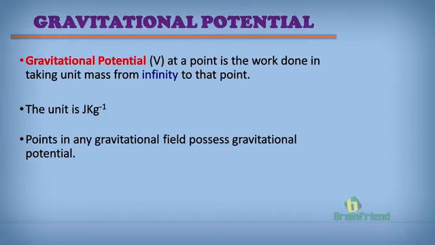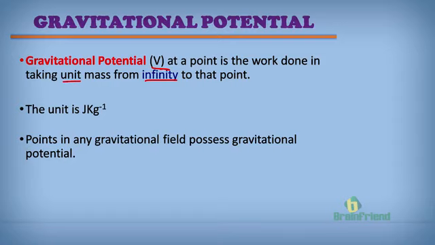Now, looking at the next topic, gravitational potential. Gravitational potential is symbolized by the letter what? V. It is at a point because we discuss gravitational potential at a given point, and the gravitational potential at a given point is different from another point. So the gravitational potential at a particular point is the work done in taking unit mass from infinity to that point. Underline the word infinity. The work done in taking a unit mass, underline the word what? Unit. Unit means one.